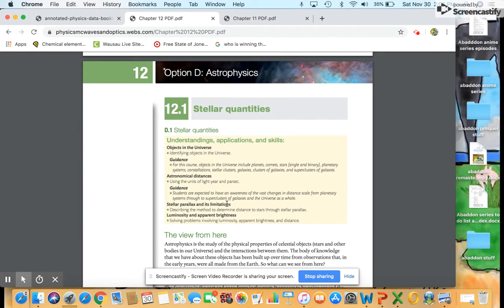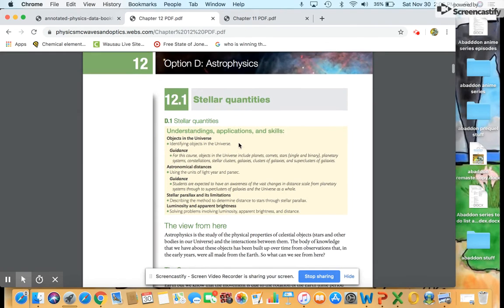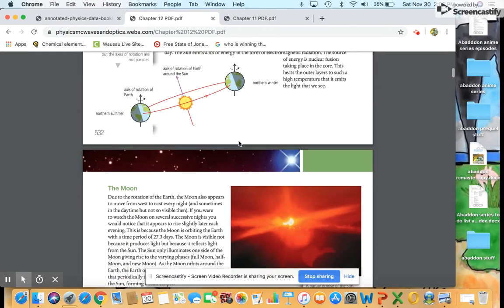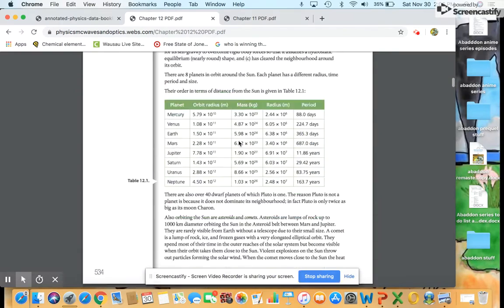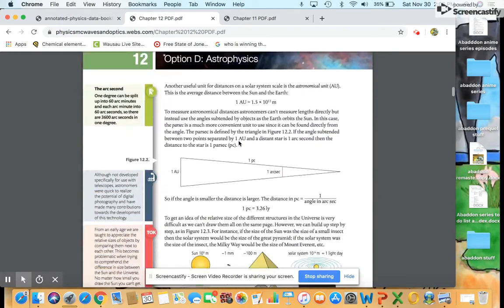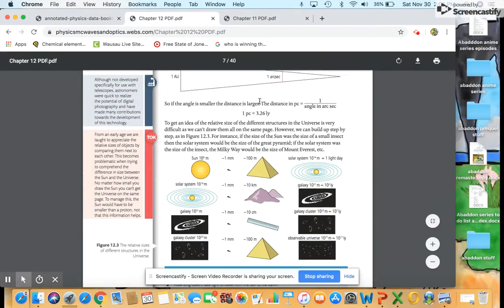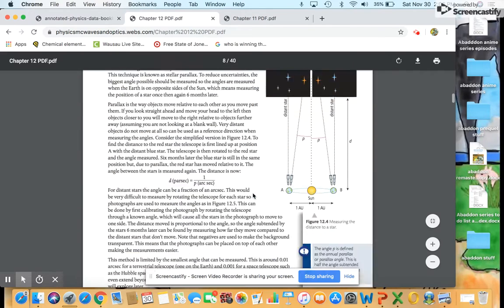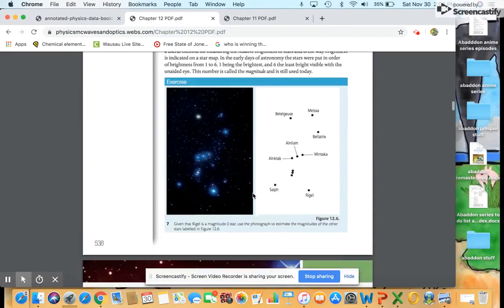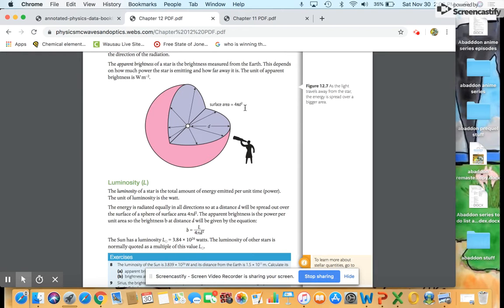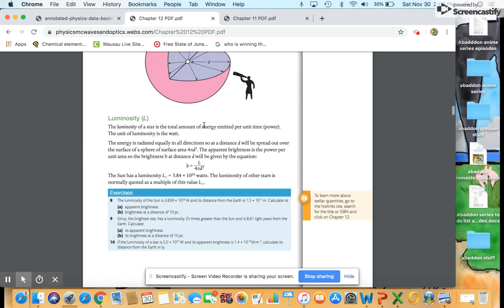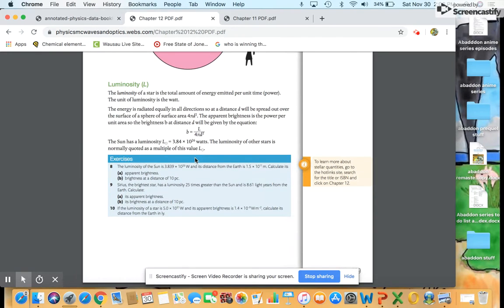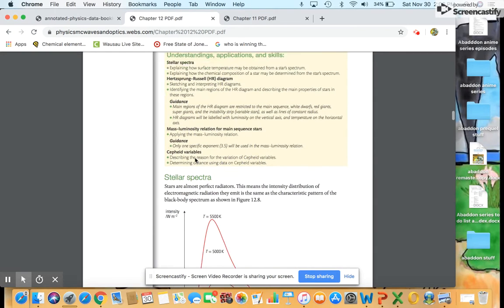And then the astrophysics option. Like I said, you only have to do one of the options. The first part is stellar quantities, 12.1. A lot of luminosity stuff, a lot of distances to stars, calculating distances with different angles, geometry concepts, and then luminosity, surface area, pi r squared, 4 pi r squared, brightness. That's just the power equation, intensity equation, things that we cover in thermo.